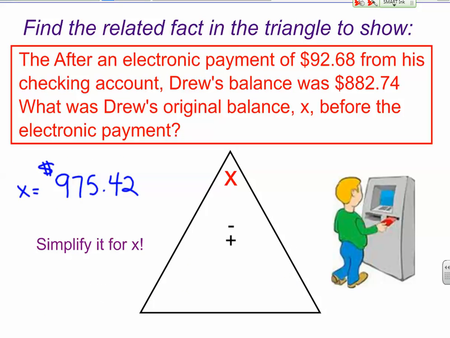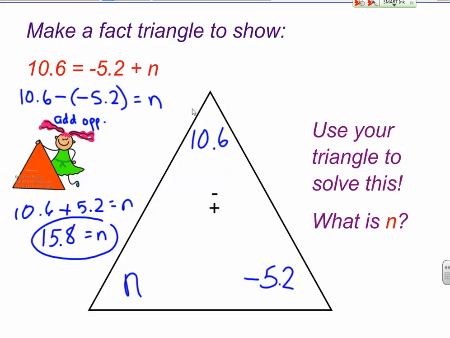And then the next one was find the answer, so it's $975.42. And you can check it, subtract that, and you get this. All right, make a fact triangle to show this. So here's my 10.6, here's my negative 5.2, here's my n. So to solve this, it's 10.6 minus a negative 5.2 equals n. And now I add the opposite, and I add these together, and I get 15.8.